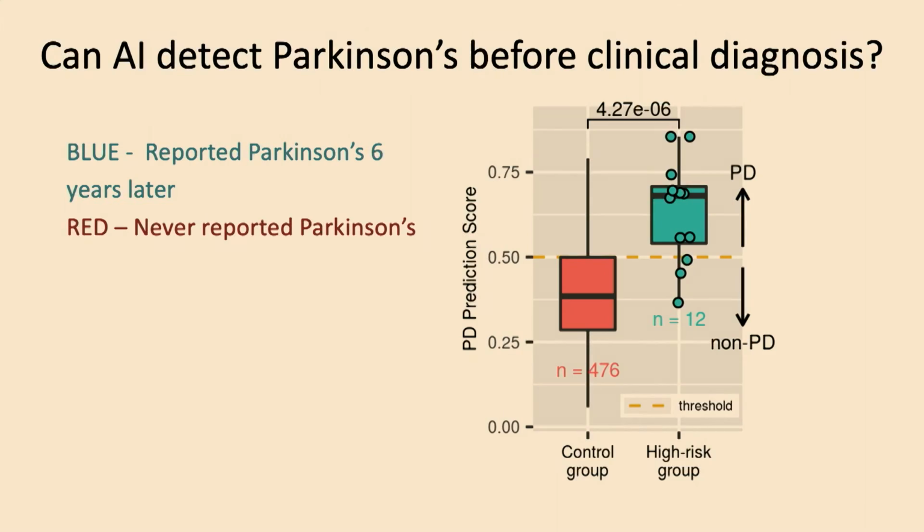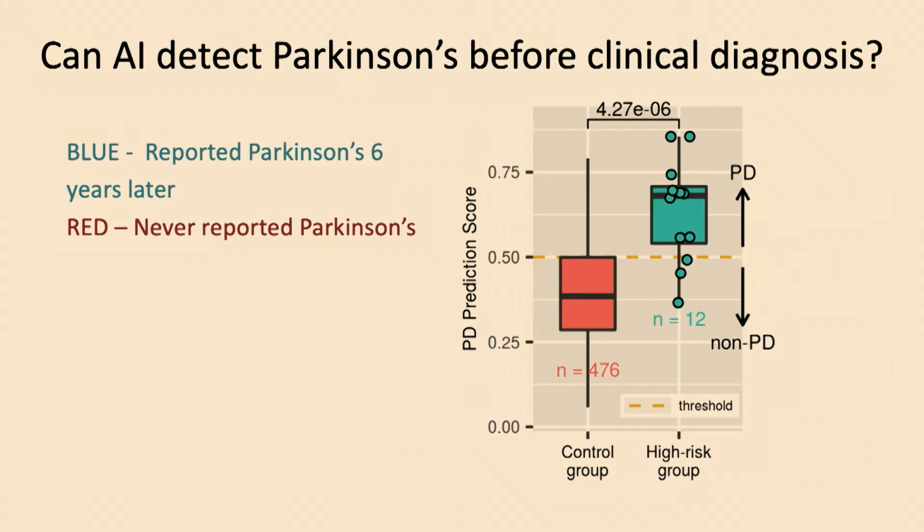And there are some people who on the first visit came and said, I don't have Parkinson's, but later, 6 years later, when they came for the second visit, they said, I was diagnosed with Parkinson's. So it's a small data set, but it gives us an initial understanding of whether the machine learning can do it or not. And I want you to look at this graph.